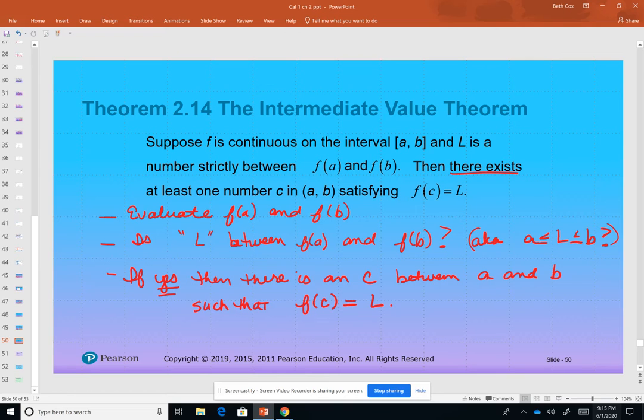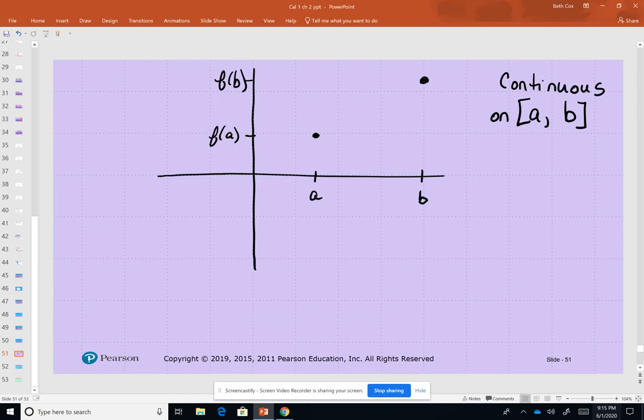And L is a number between the values of the function's endpoints, of the interval's endpoints. Then what that means is that there is a number between A and B, and we're calling that one C, that satisfies plugging it into the function, getting L. We'll come back to this red in just a minute. So let me look at a graph of this to see if it makes more sense to you.